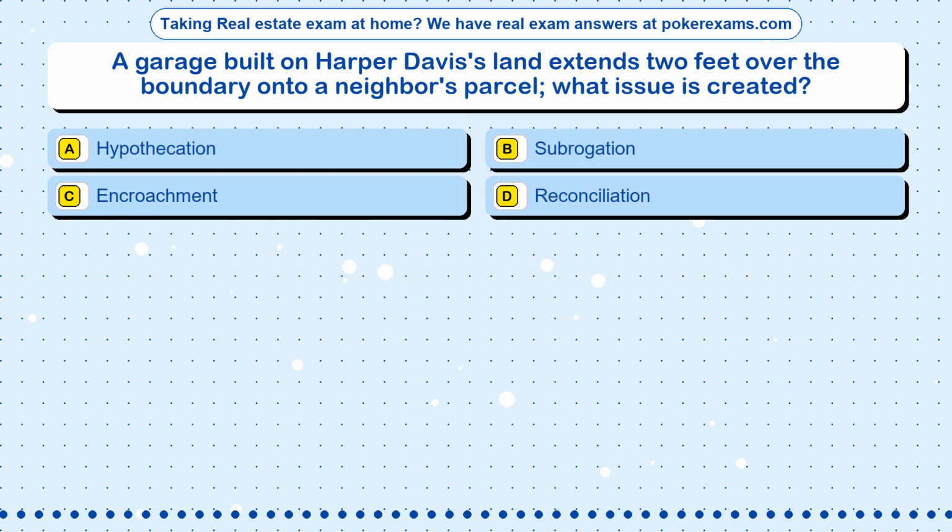Question 27. A garage built on Harper Davis's land extends 2 feet over the boundary onto a neighbor's parcel. What issue is created? Option A. Hypothecation. Option B. Subrogation. Option C. Encroachment. Option D. Reconciliation.